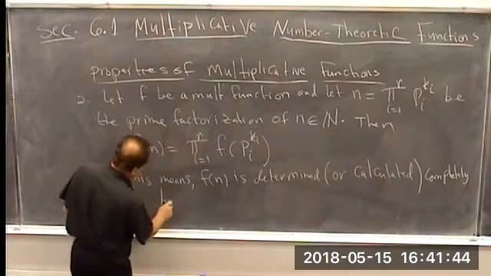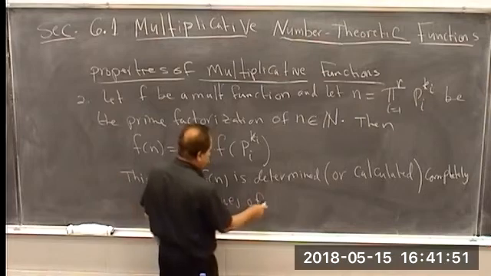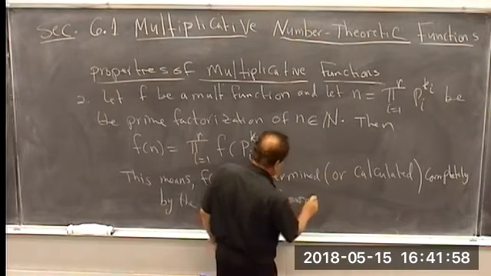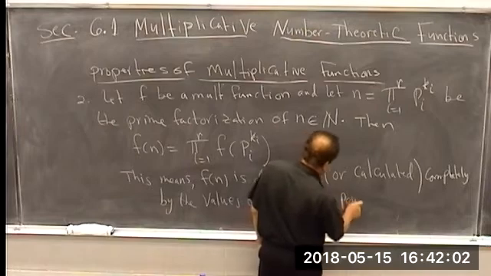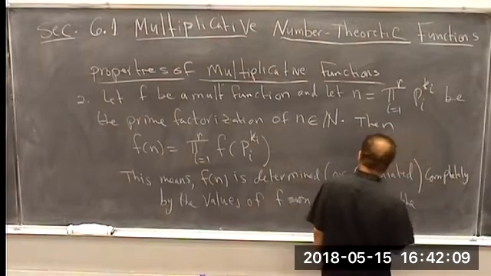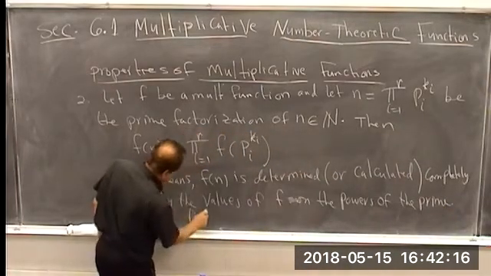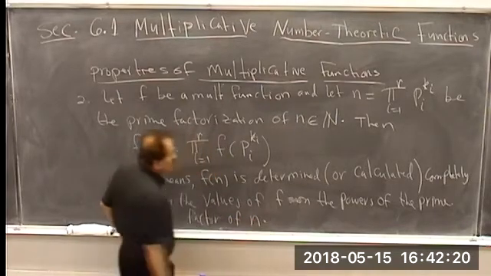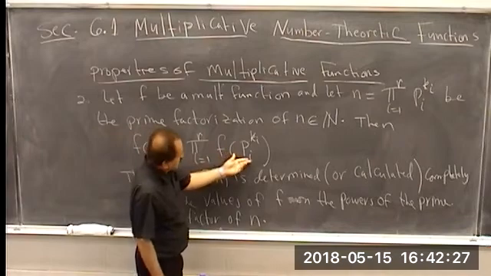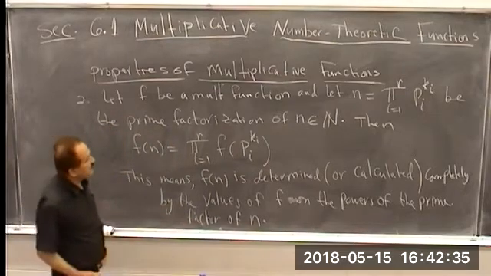by the values of f on powers of primes, f on the powers of the prime factors of n. All right, so completely determined means once we know f for every power of a prime, then we know it for f. Okay, unique. It gives us a unique value.